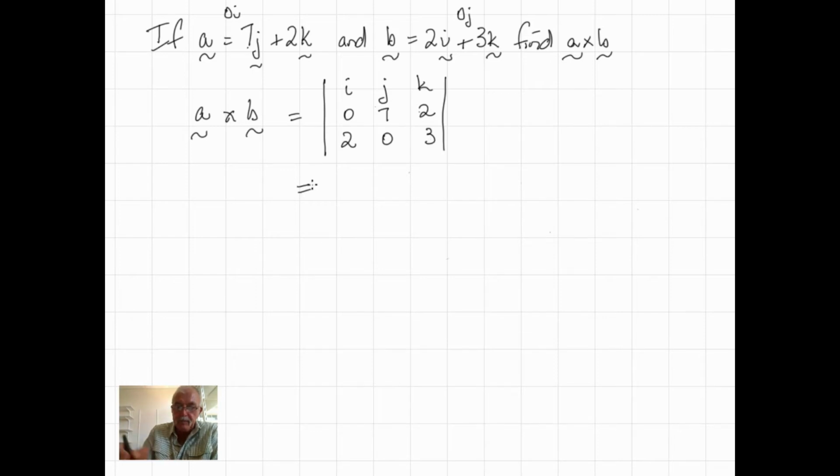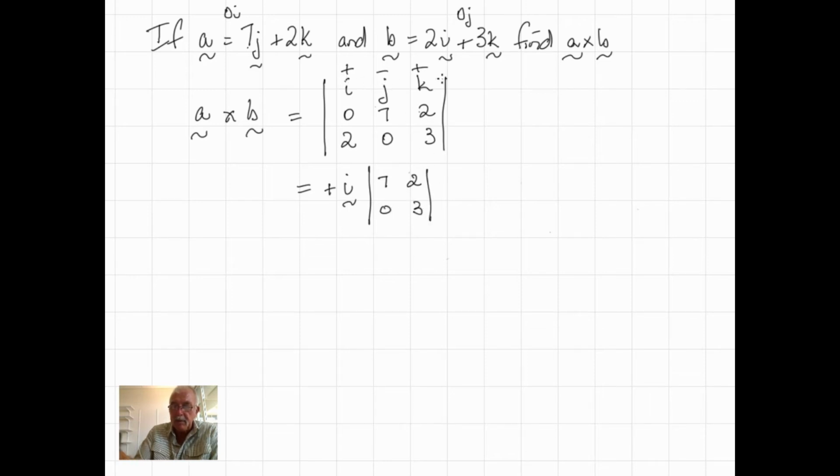Now we put a plus, a minus and a plus across the top to remind ourselves that this one's going to be a negative. So we've got plus I, and I is in the first column and in the first row, so the elements that are left are 7, 2, 0 and 3.